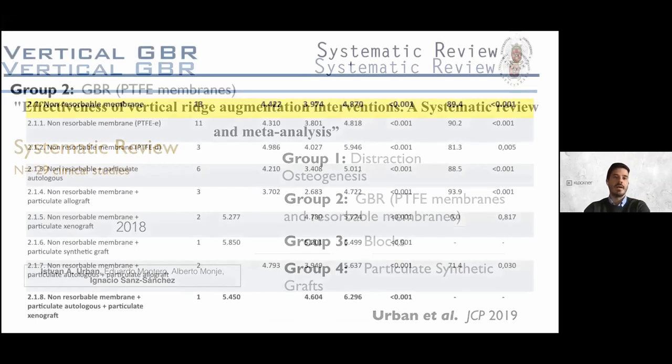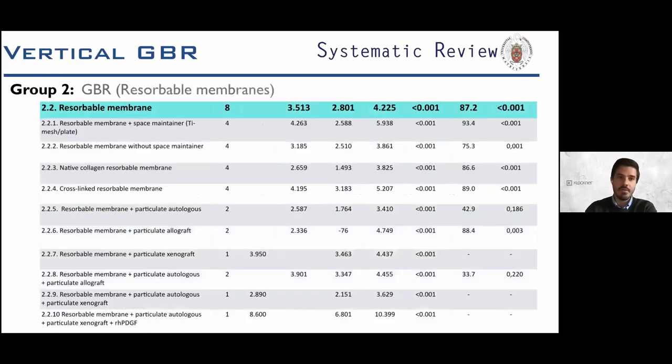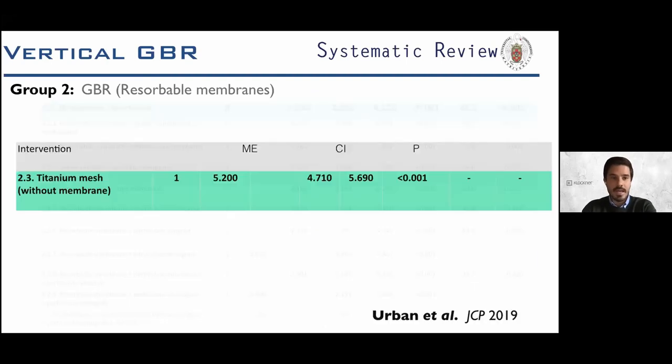Regarding the GBR non-resorbable membranes, the mean of vertical bone gain is 4.42. But if you look at the Urban technique, the mean goes up to 5.4 millimeters. If you look at the resorbable membrane techniques, the mean is 3.5 of vertical bone gain. With the titanium mesh, the mean is 5.2.